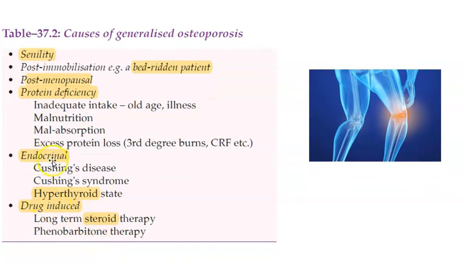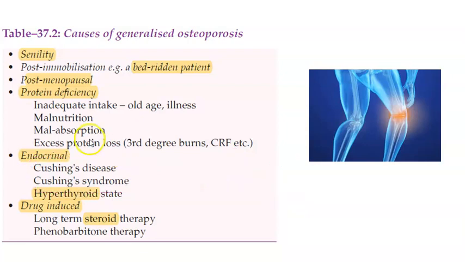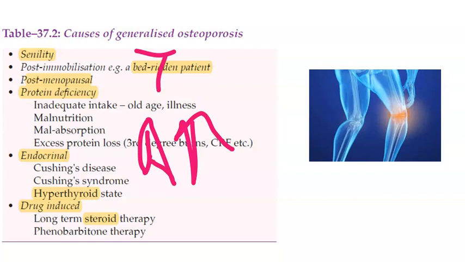Then coming to Cushing's disease, Cushing syndrome. That means there is an excess of adrenal secretions, so steroids, hormones, right? Because of all those excess mineralocorticoids, that is aldosterone, and then glucocorticoids being more, the steroids being more, all those will increase osteoporosis, okay? Then hyperthyroidism. So basically, you can see excess of adrenal action or excess of thyroid action. Both of these can lead to osteoporosis.